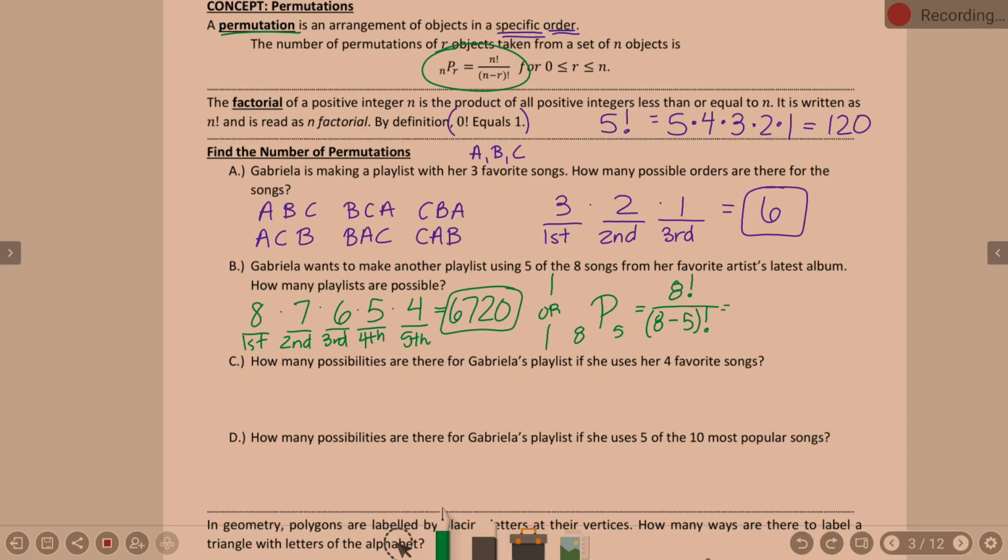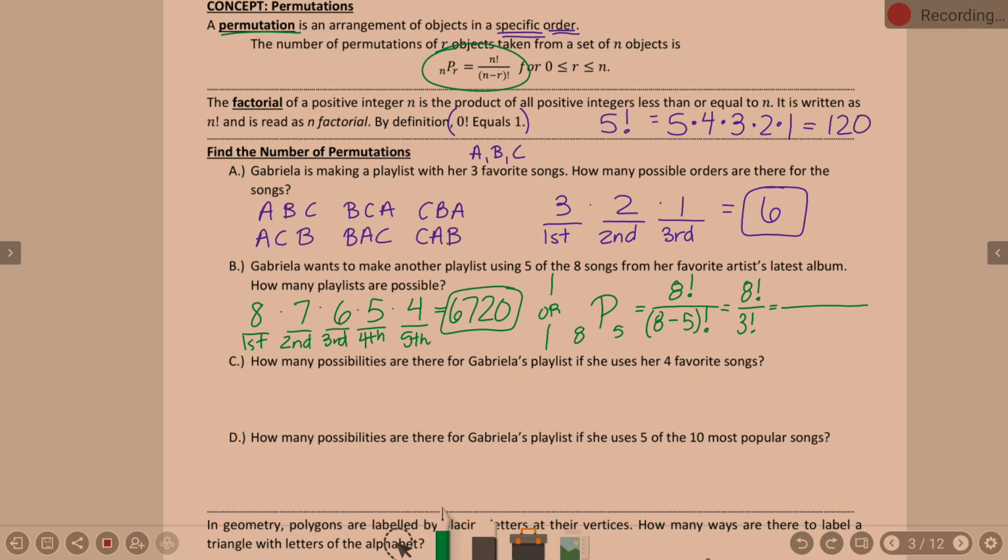On top then, we have 8 factorial over (8 minus 5) factorial, which is 3 factorial. Now, you technically can multiply this all out on the calculator. There's also shortcuts here. And I want to show real quick, I'm going to run out of room, but trying to pull this all together.